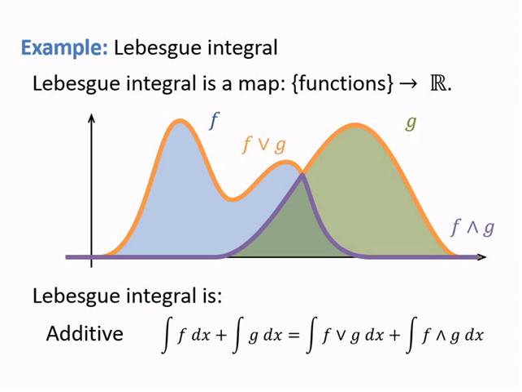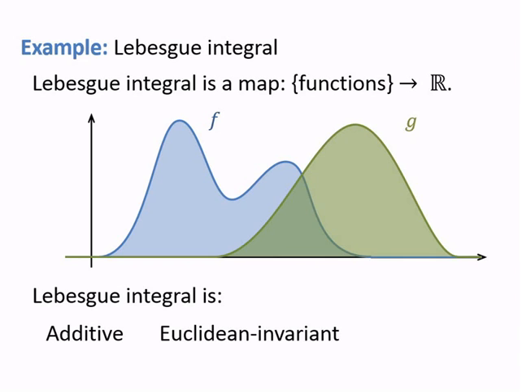The Lebesgue integral is also Euclidean invariant. It doesn't matter if you translate or rotate the domain or whatever, it doesn't change the integral. And it is continuous in some precise sense. We could have a whole hour talking about continuity of such valuations, but we don't have time for that. So let's look at another example of a valuation on functions.